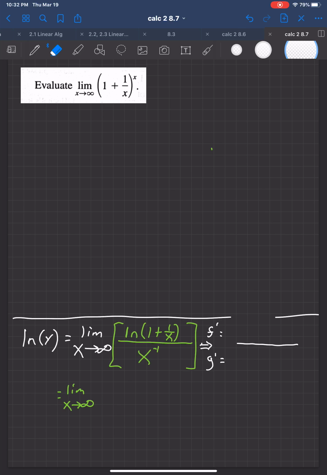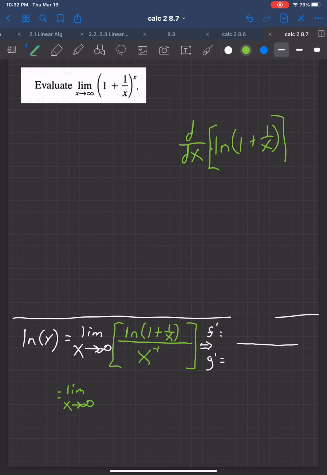Okay. All right, so I want to take the derivative of that numerator, which is ln of 1 plus 1 over x. Well, we can use substitution, if you recall. This is where you have u equal to 1 plus 1 over x, which is just x to the negative 1. And then you need your u prime. And then you can set it up as such.